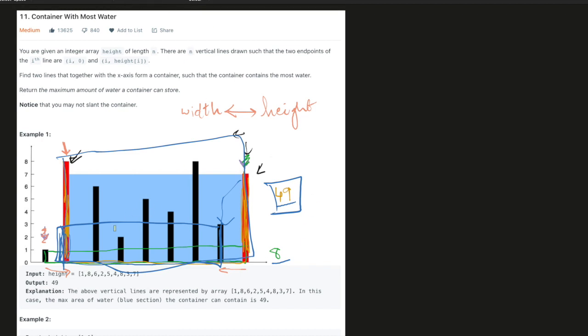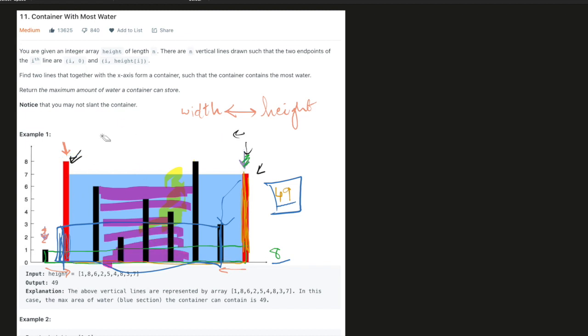We then reduce the size of our container again by moving the shorter bar. So we come here, and this becomes our new amount of water. And the amount of water here will just be 5 times 8, and that works out to 40, which is still smaller than 49, so we don't keep it. And again, we move the smaller bar. In this case, we can move either bar because they're the same height. So let's pretend we moved this one, and we have this amount of water over here.